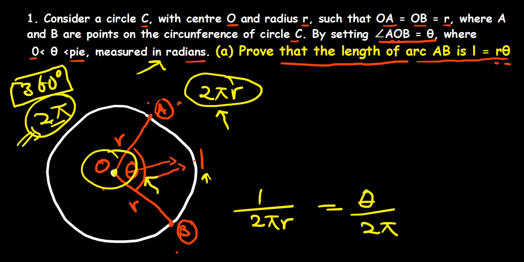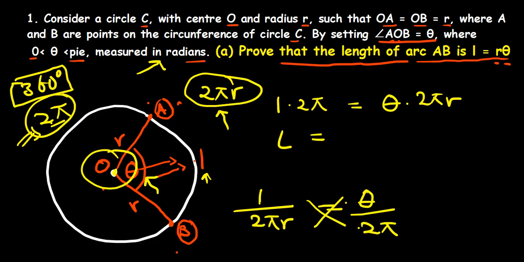So we are going to have L multiplied by 2 pi equals theta multiplied by 2 pi r. I've done a cross multiplication there, this with this, this with this. We want to make L the subject, so we're going to say L equals theta, 2 pi r over 2 pi.